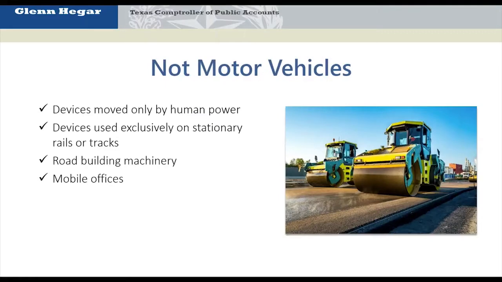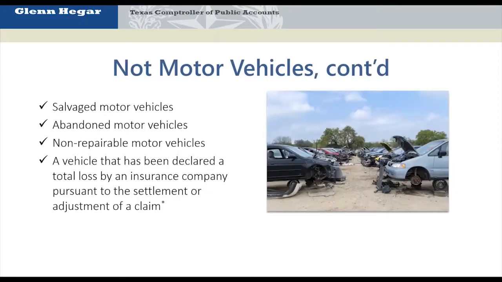Now, not everything out there that looks and behaves similar to a motor vehicle is taxed like a motor vehicle. For example, a bicycle or a skateboard is not going to be considered a motor vehicle for tax purposes. Anything that's moved only by human power. Any device used on rails, so steam engines, rail cars, road building machinery, and towable mobile offices. Kind of grouped all in the same category are these items that we're looking at now. Nothing that we're seeing here is considered a motor vehicle.